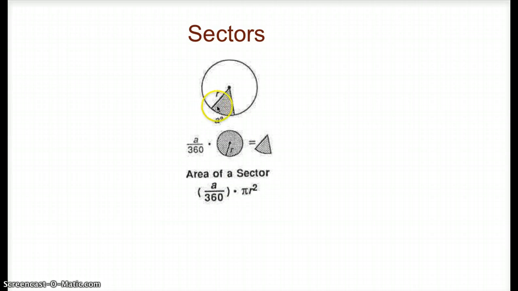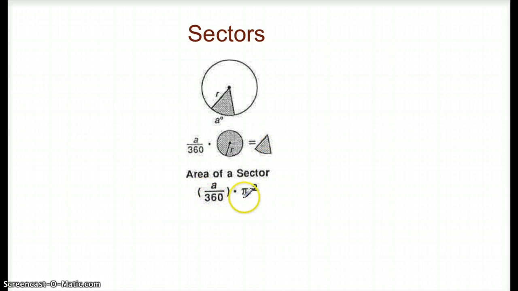A sector is really just a portion of a circle, and if we want to figure out what fraction of the circle that is, we can look at the arc measure, which remember is exactly the same as the central angle measure, and we can determine a fraction of that central angle measure compared to the 360 degrees that are in a complete circle. That fraction multiplied by the area of the circle gives us the area of the sector.